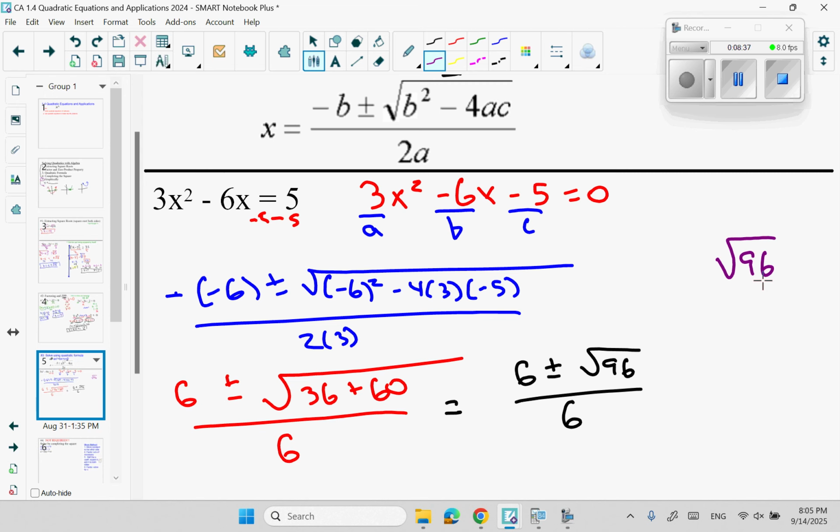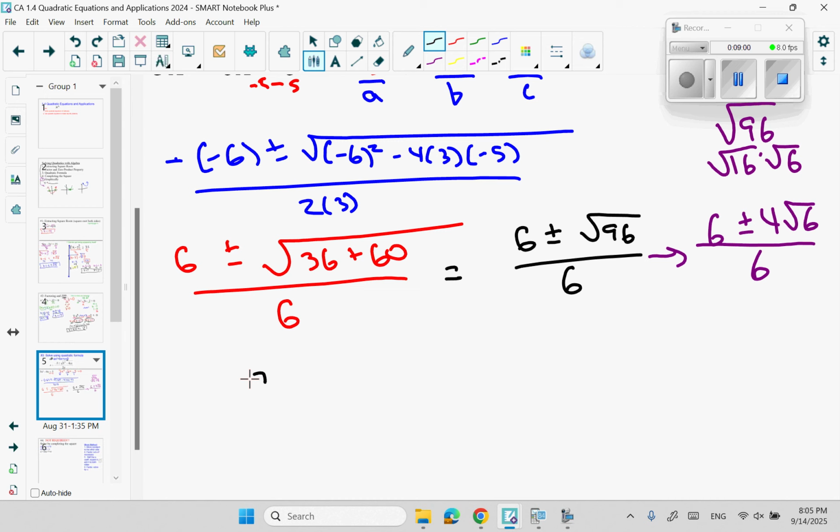So a couple ways you can do that. You can divide it by perfect squares. In this case, 16 and 6 is the same thing. 16 has a perfect square root of 4, so this turns into 6 plus and minus 4 square root 6 over 6. Or if you don't recognize that, you can always break it down with a tree.